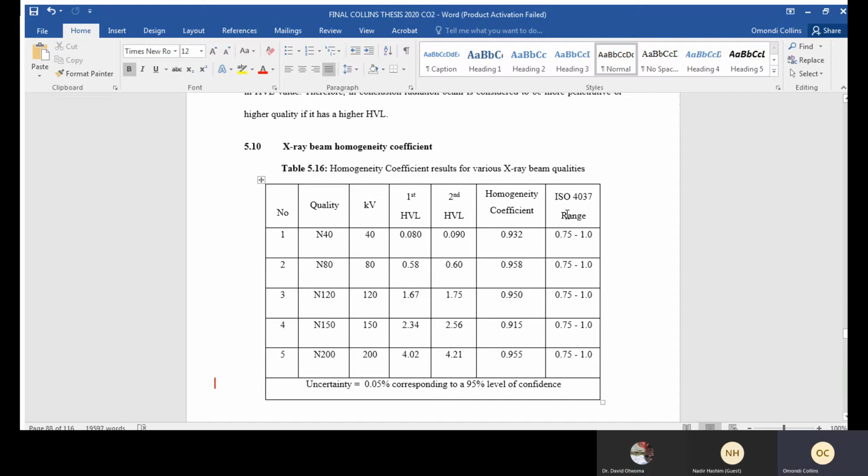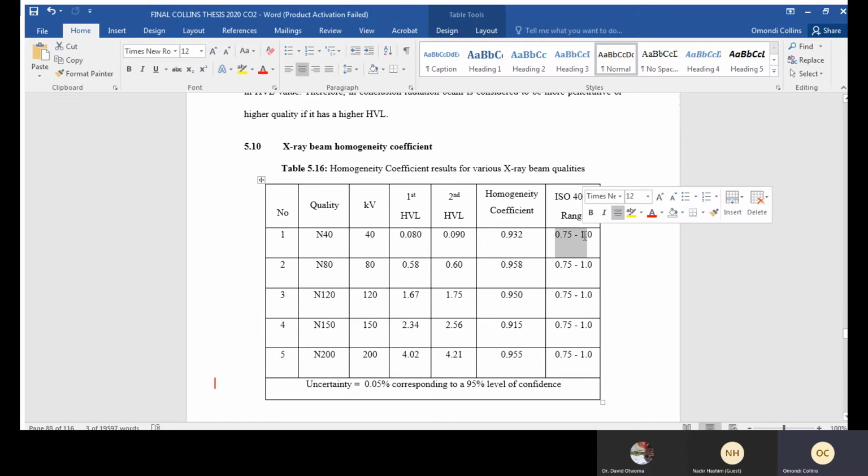The ISO specifies that if you calculate the ratio of the first half value layer and the second half value layer, it should be within the range 0.75 to 1. These are the experimental values: for 40 kV I got 0.392, for 80 kV this one, for 150 kV 0.915, and for 200 kV it is 0.995. As long as I'm within this range, I can comfortably say that the readings are within the required specifications.